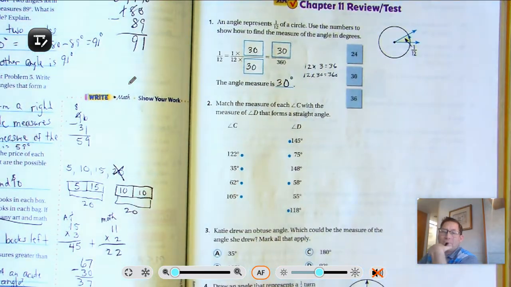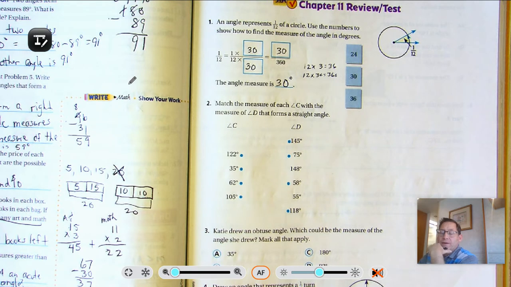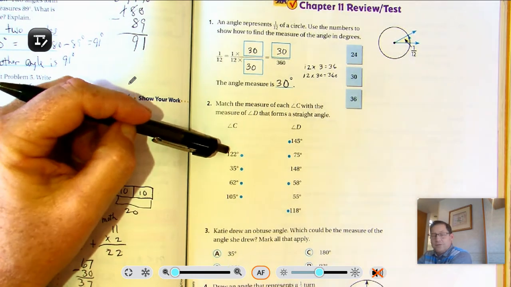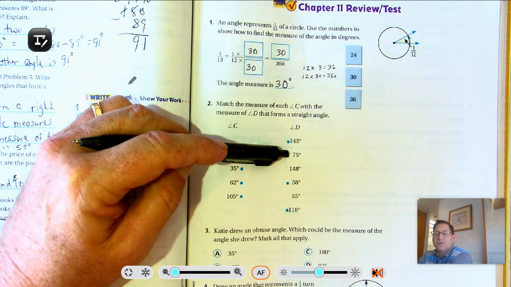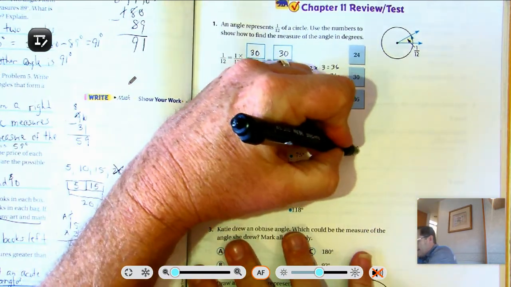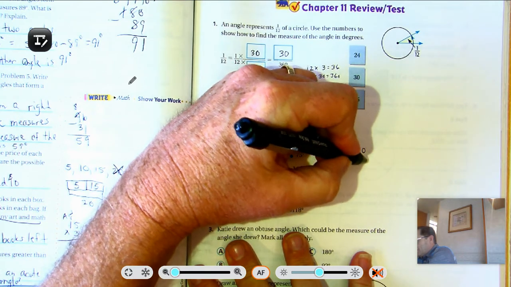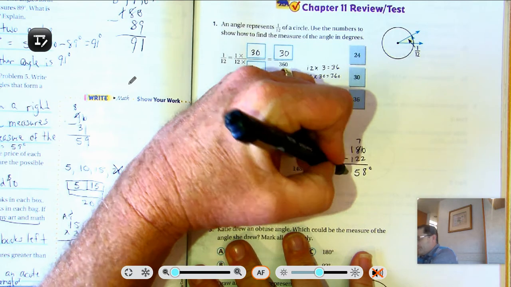All right, number 2. Match the measure of each angle C with the measure of angle D that forms a straight angle. So remember that straight angles have to be 180 degrees. So we're going to add something in column C with something in column D to equal 180. So 180 take away 122 is 58 degrees.